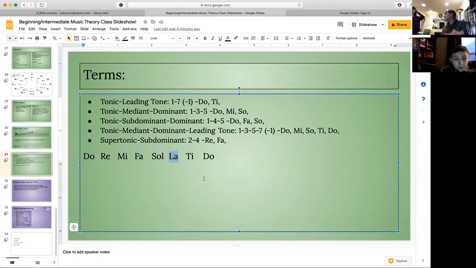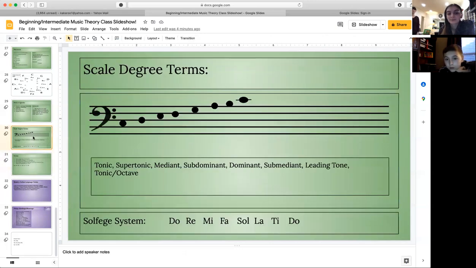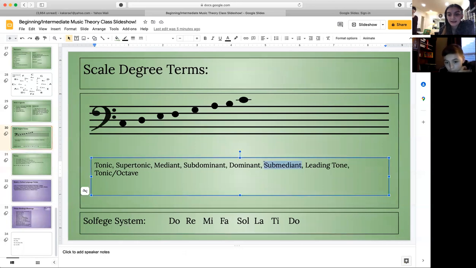So your 6th scale degree is la in solfege. And that's the relative minor of the major key. And I wrote down, it's also known as the submediant. We'll go through that next week. I love the scale degree terms because they mean a lot. It's going to be really great getting to that next week.